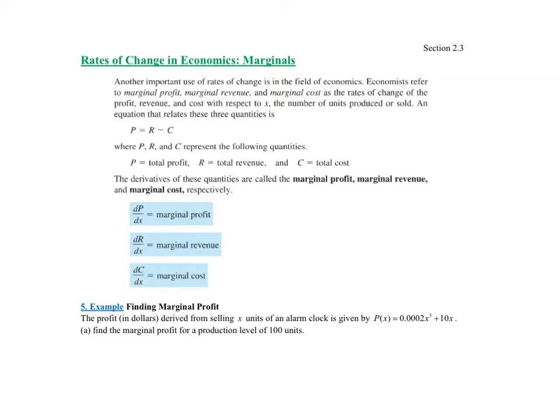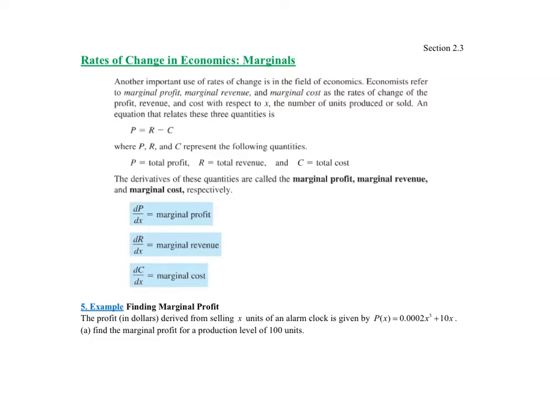An equation that relates these three quantities is P equals R minus C. So let's think about what this stands for. Revenue is the money that you bring in. That's not necessarily the money you make, though, because you also have expenses or costs. Costs is what it costs you for making the product, running your business. So how do you find what your profit is? You take the money that you brought in minus your expenses.